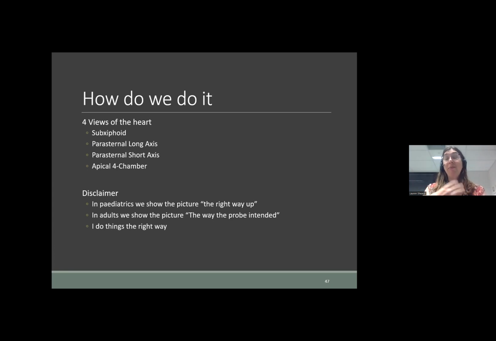I will make a disclaimer, I am a paediatrician. So in pediatrics, we show the heart the right way up. But in adults, we show the picture the way the probe intended. So I do things the right way, and you'll have to forgive me. You'll see a lot of online and traditional resources focused on adult point-of-care ultrasound that will flip particularly the apical four-chamber and the subxiphoid views. I can look at both, but I've kept the pictures the right way up in terms of trying to present them properly.